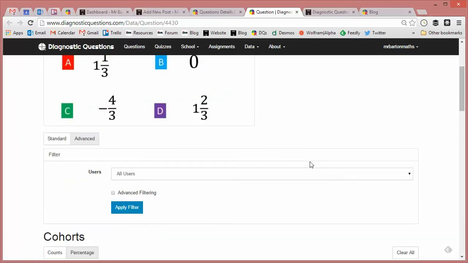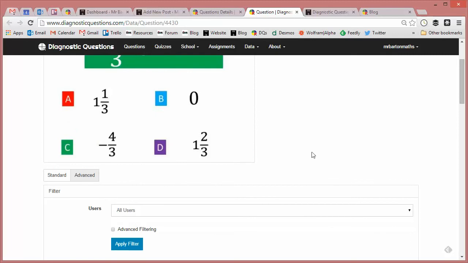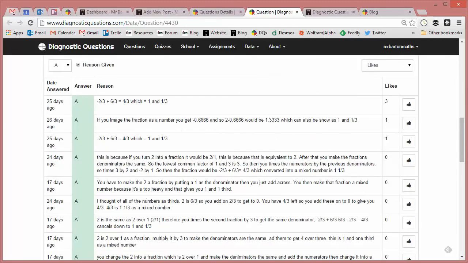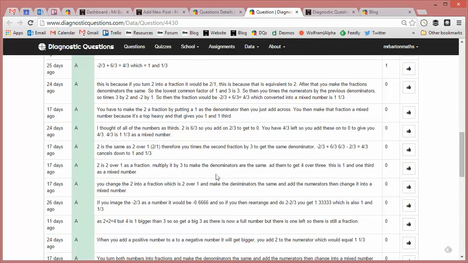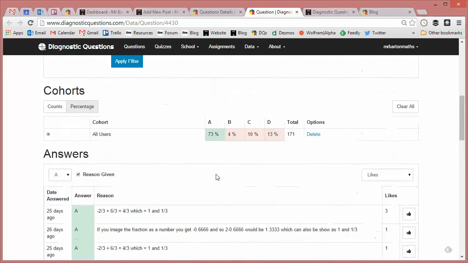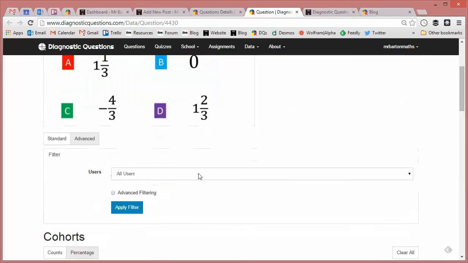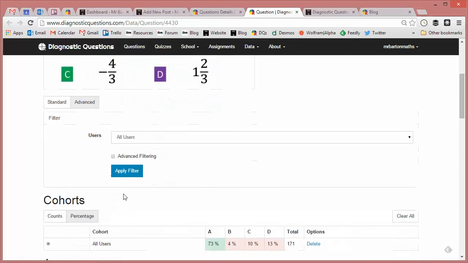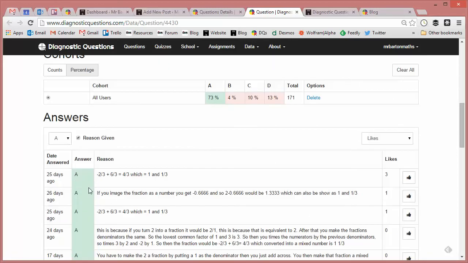Now, the important thing to stress here is students who've come up with some of the wrong answers here can benefit by reading through all these explanations until they find one that makes sense to them. And these are explanations given by actual students from all around the world. But as teachers, I want to know why students are coming up with B, C and D. So let's have a little look at this.